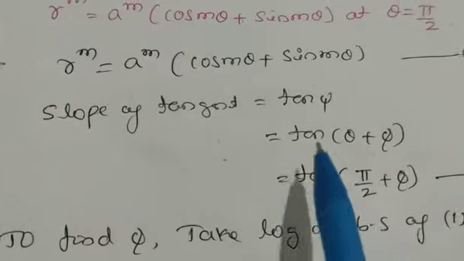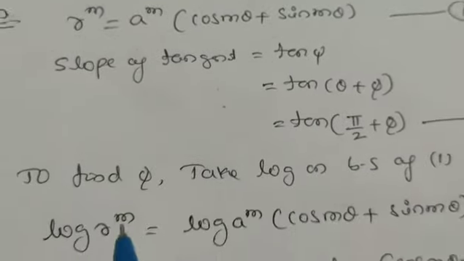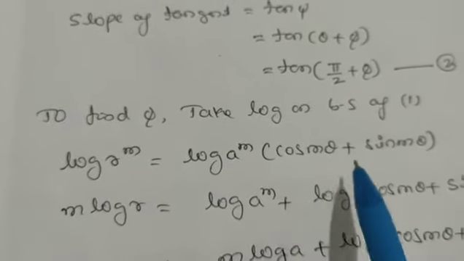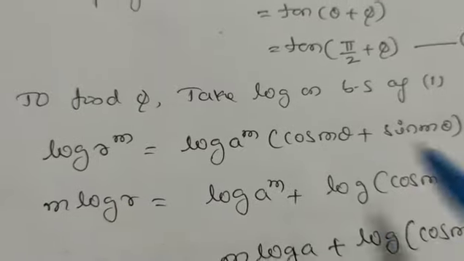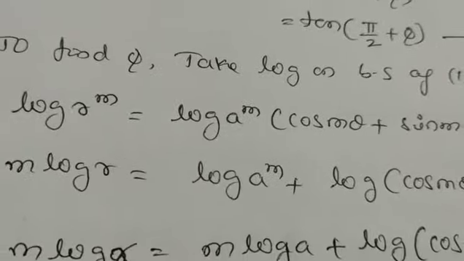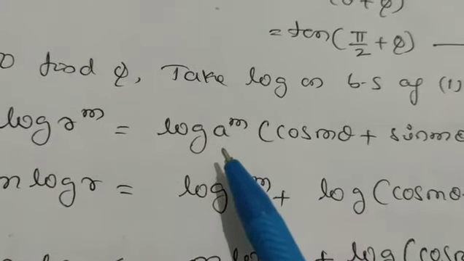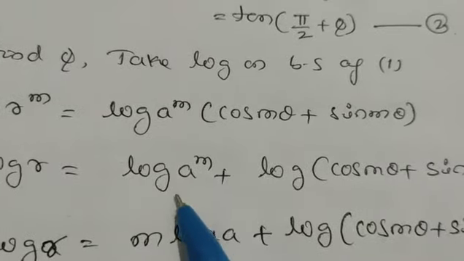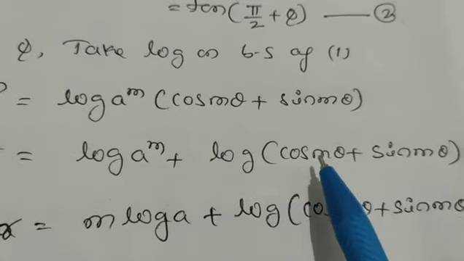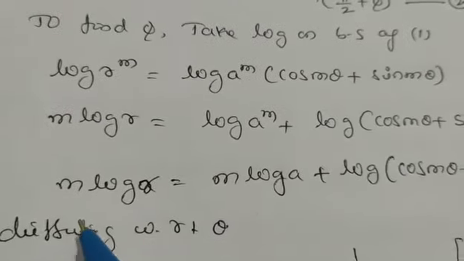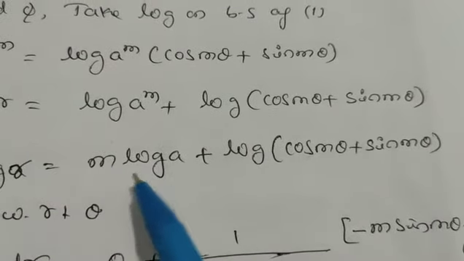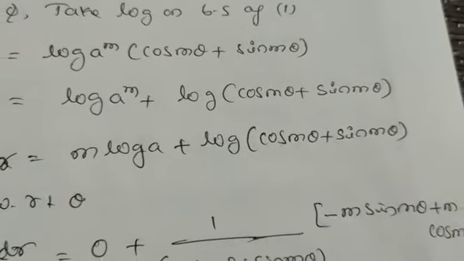Again the same procedure to find phi: take log on both sides of equation 1. It becomes log r raised to m is equal to log of a raised to m into cos m theta plus sin m theta. Apply the property of logarithm: log m raised to n is n log m. We know this. This is m into log r is equal to log of a raised to m into the bracket, which is in the form of log m n, equal to log m plus log n, that is log a raised to m plus log of cos m theta plus sin m theta. This implies m log r, LHS as it is, equals m into log a plus log of cos m theta plus sin m theta.